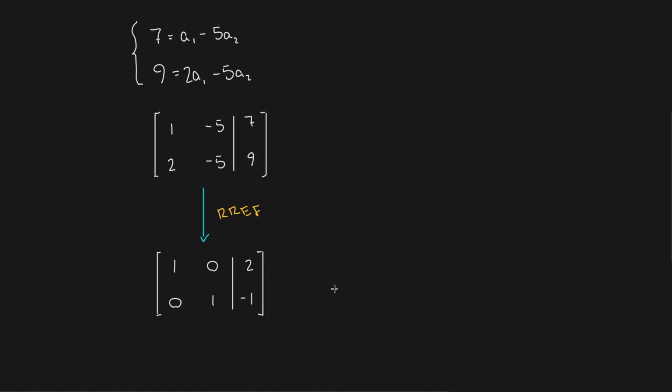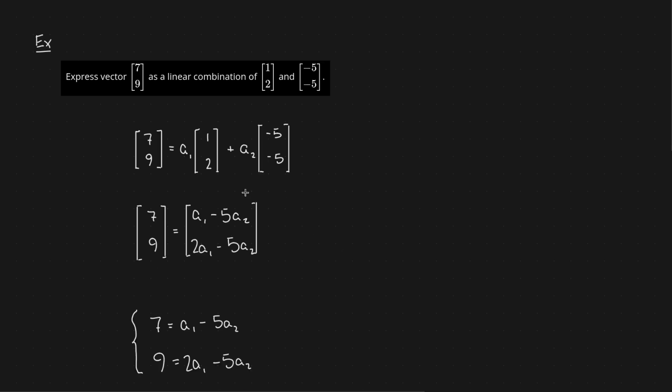And so we can use this to find our answer. Remember, column 1 corresponded to the scalar variable a1. Column 2 corresponded to a2. So if I look at my equations, from row 2, I get a2 equals -1. From row 1, I get a1 equals 2. And so now I can combine that with this up here to get my final answer.